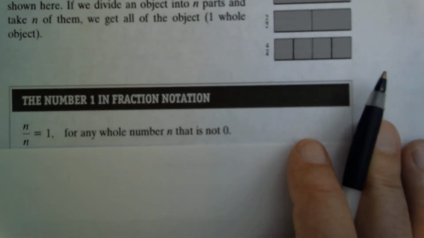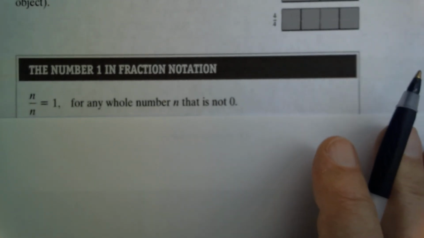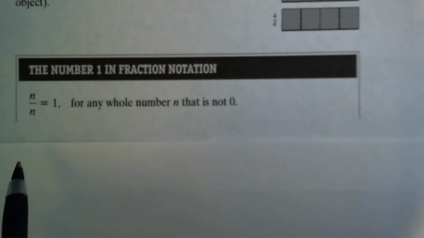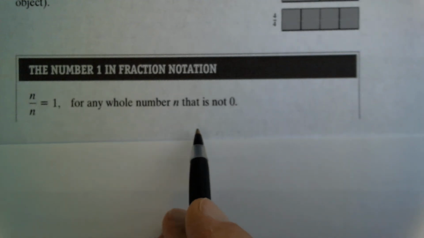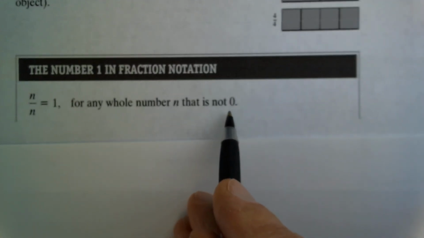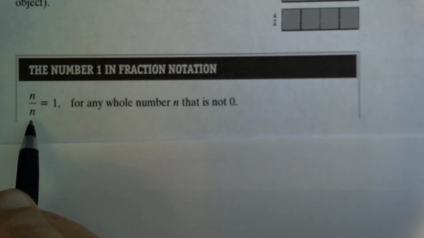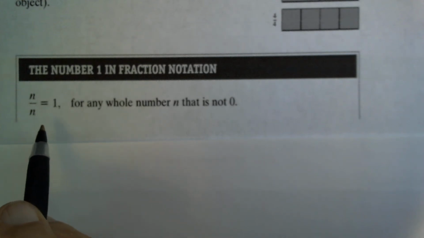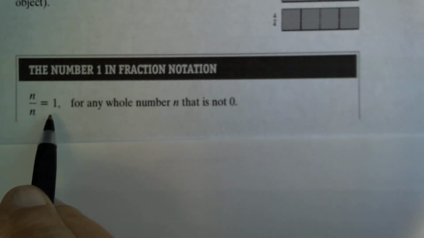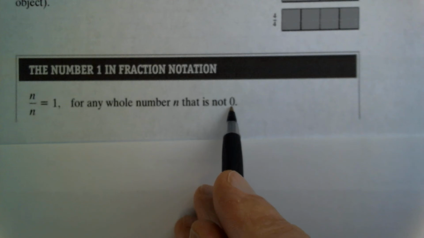So here's the definition. The number 1 in fraction notation: n divided by n equals 1 for any whole number n that is not 0. And of course, the reason why n cannot equal 0 is because, remember, division by 0 is not defined. So any number divided by itself is equal to 1 except for 0.